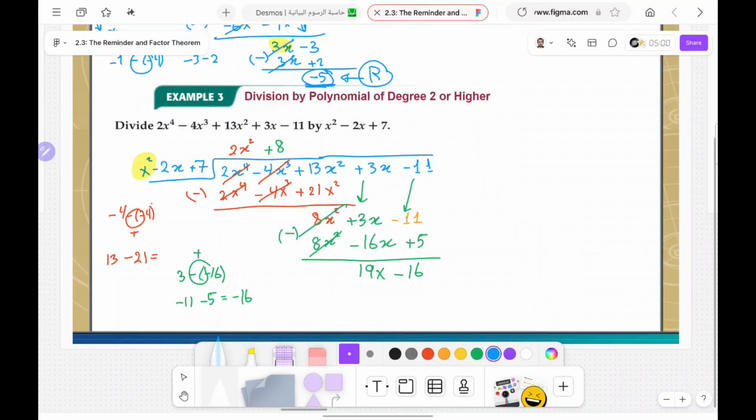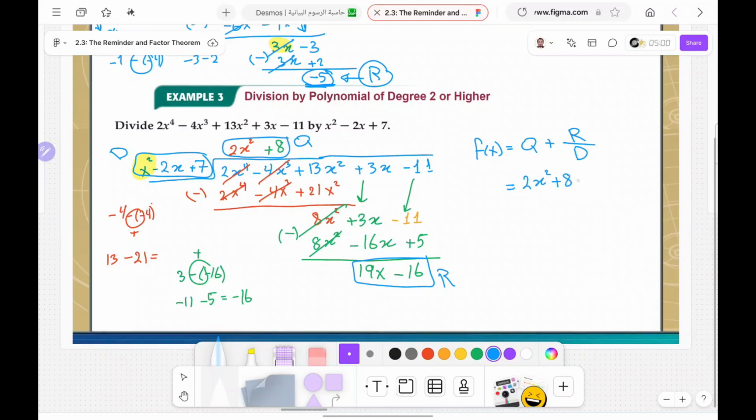So now my final answer will include the quotient, the divisor, and the last one, which is the remainder. Now I need to write the answer. f of x is equal to quotient plus remainder over divisor. Now the quotient is 2x squared plus 8, plus the remainder 19x minus 16 over x squared minus 2x plus 7. So this is my final answer, because the degree of the remainder is less than the degree of the divisor, so I have to stop here.